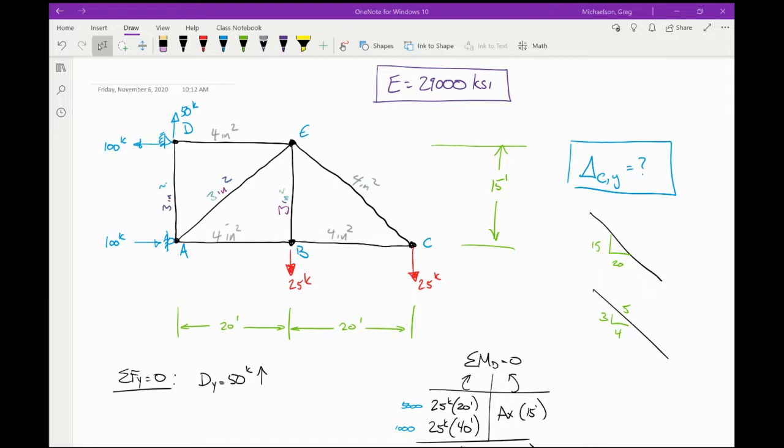So let me stop the share real quick and share this Excel sheet. Actually, let me save it to the desktop. Sometimes I found that when you're sharing stuff, that can be a little strange sometimes. Okay. So let me share content, share application. Okay. So here's the truss, and I need to do the method of virtual work.